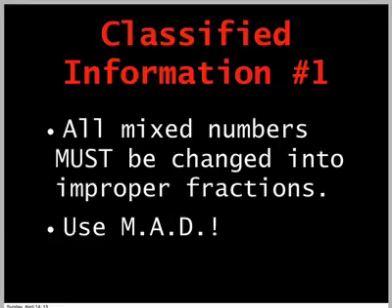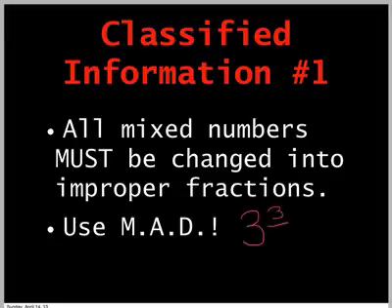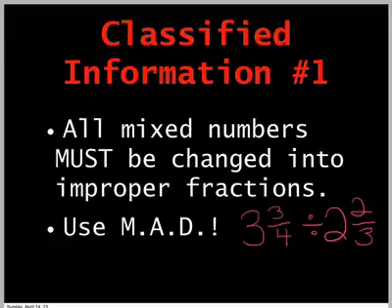Okay? The first piece of classified information is that all mixed numbers must be changed into improper fractions. Use MAD. So for example, if we have 3 3/4 divided by 2 2/3, our first step is we must change these two mixed numbers into improper fractions. We must use MAD to do that. Hopefully you have not forgotten that.